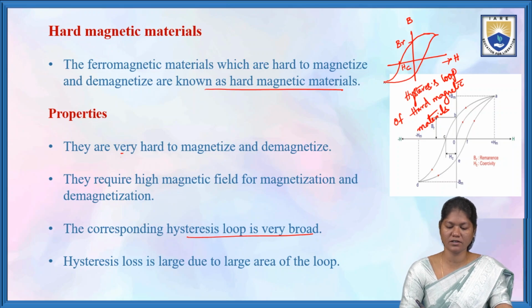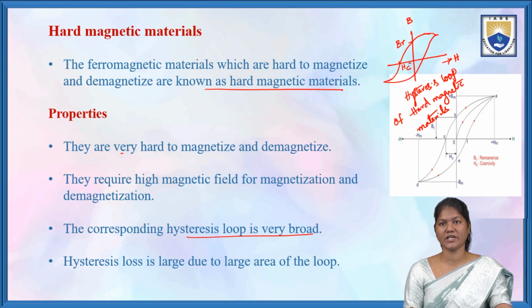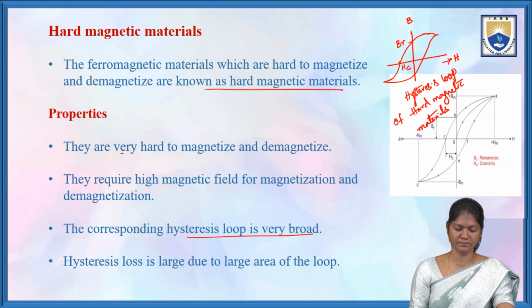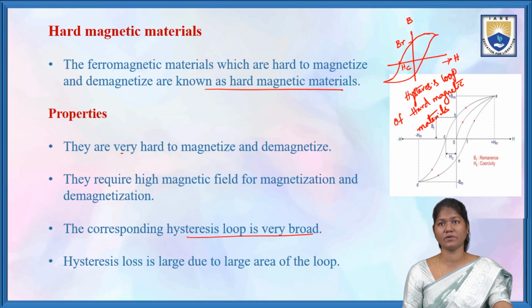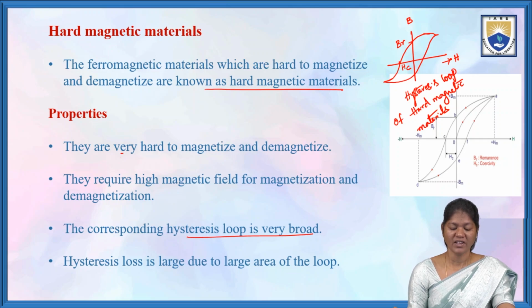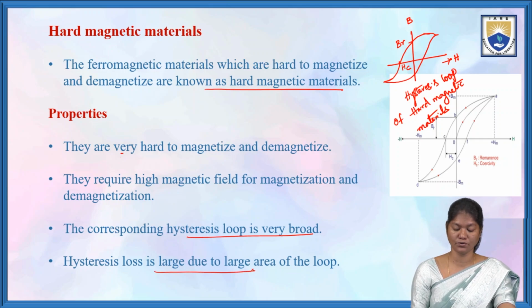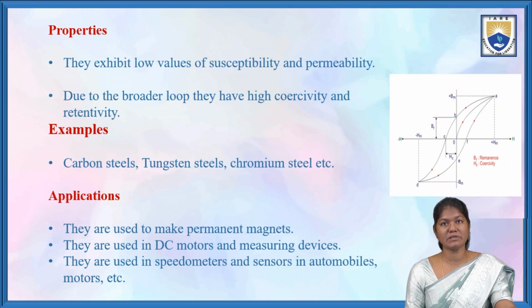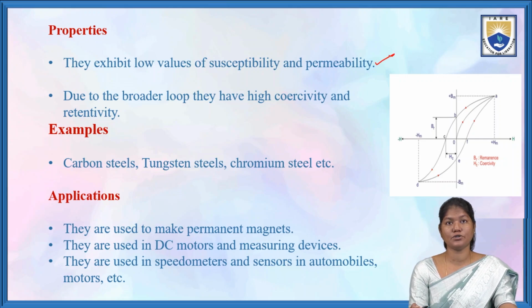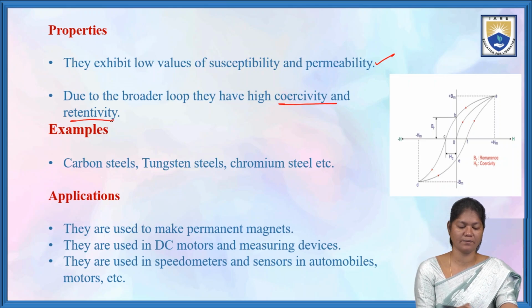So the loop, here you can see the loop is very broad, so that they require a high magnetic field to magnetize or demagnetize. Hysteresis loss is large due to the large area of the loop. They exhibit low values of susceptibility and permeability due to the broader area of the loop. They have high coercivity and retentivity.